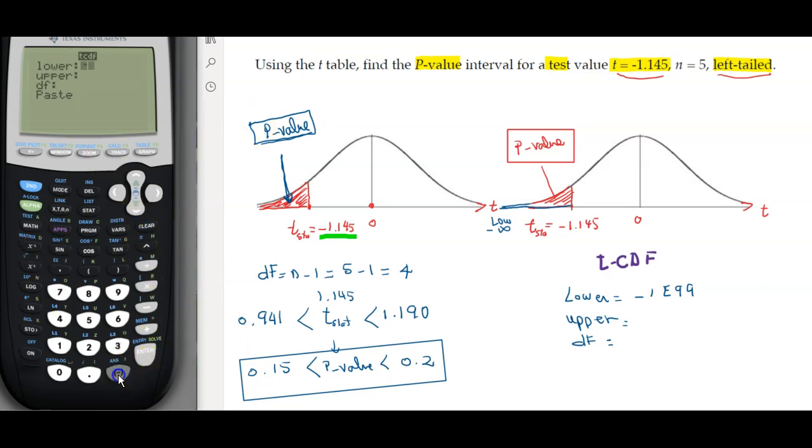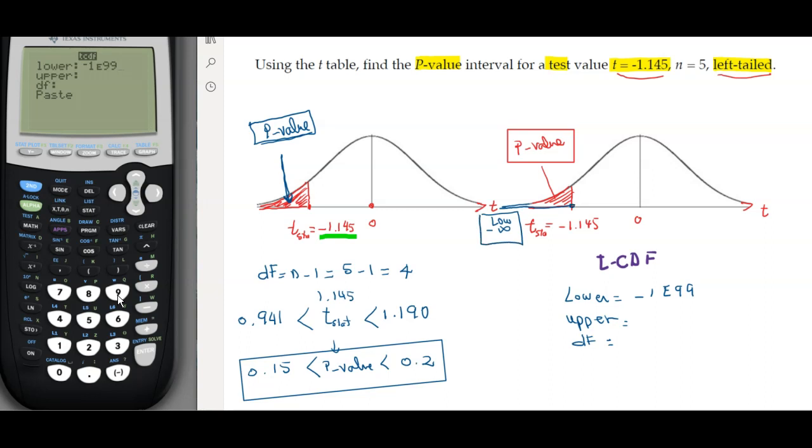You're going to type negative, this sign, 1, and then you're going to go second and the comma, you see the EE. All right, so that's the E, and then exponent 99, and that means minus 1 times 10 to the 99, which is a very huge negative number, right? That's the lower end. So we get this already done.